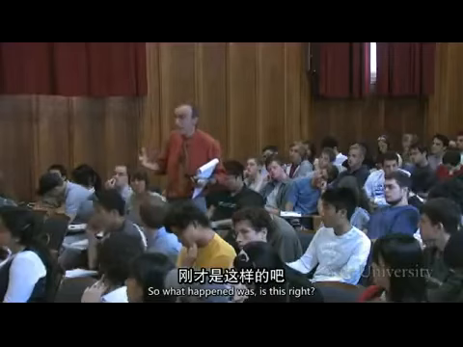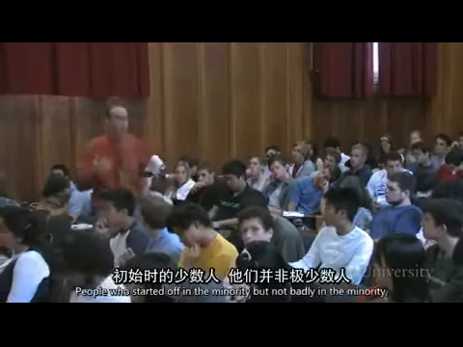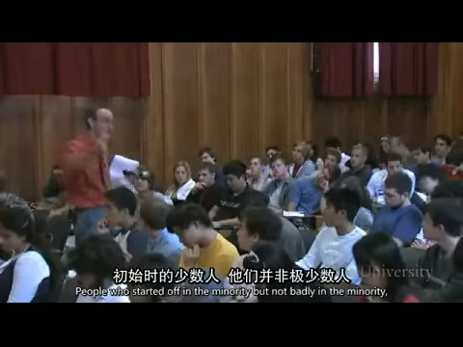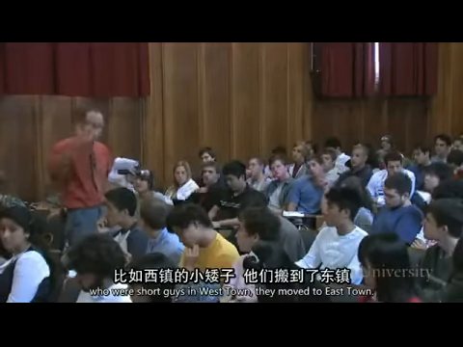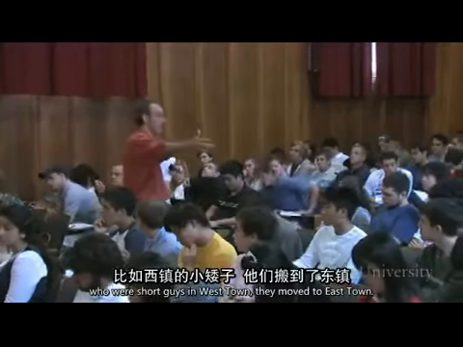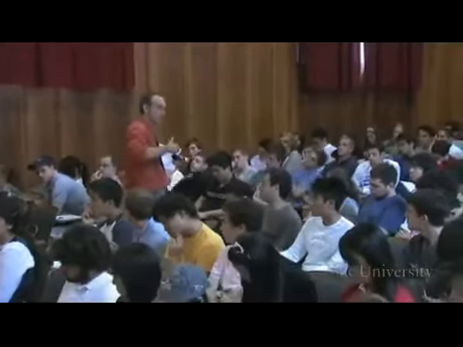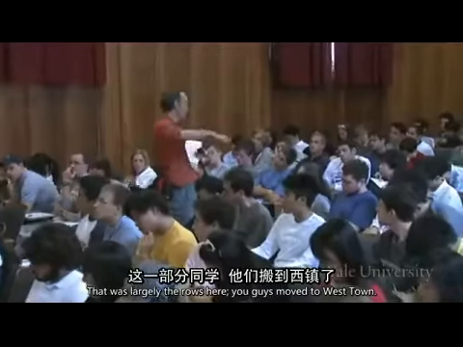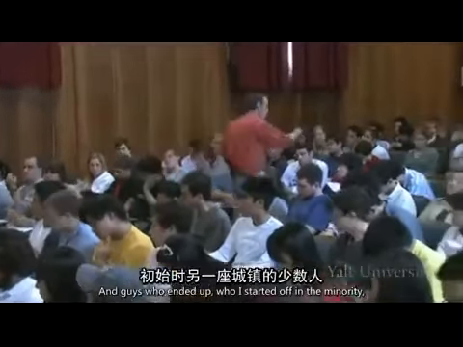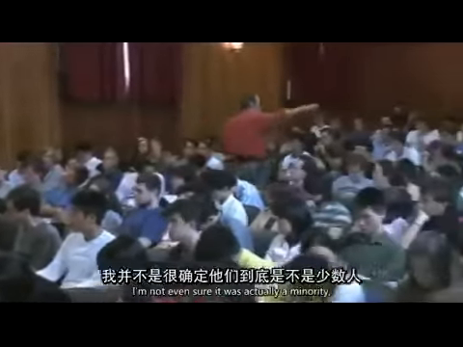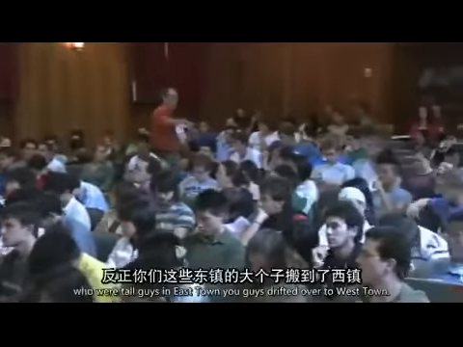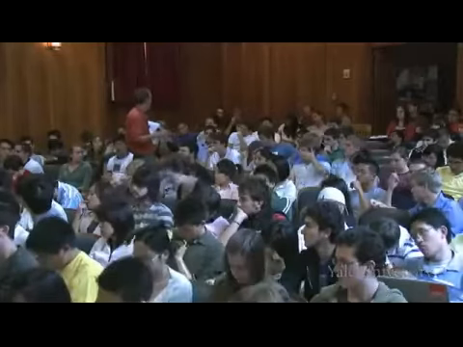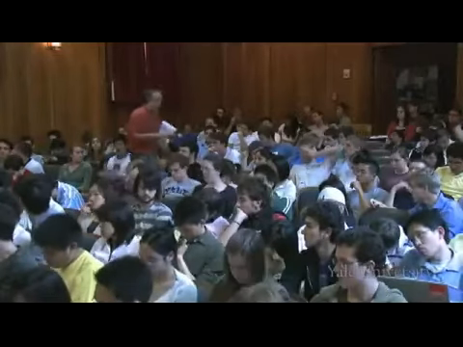So what happened was, is this right? People who started off in the minority, but not badly in the minority, who were short guys in West Town, they moved to East Town. That was largely the rows here. You guys moved to West Town. And guys who I started off in the minority, I'm not even sure it was actually a minority, who were tall guys in East Town, you guys drifted over to West Town. Is that right?